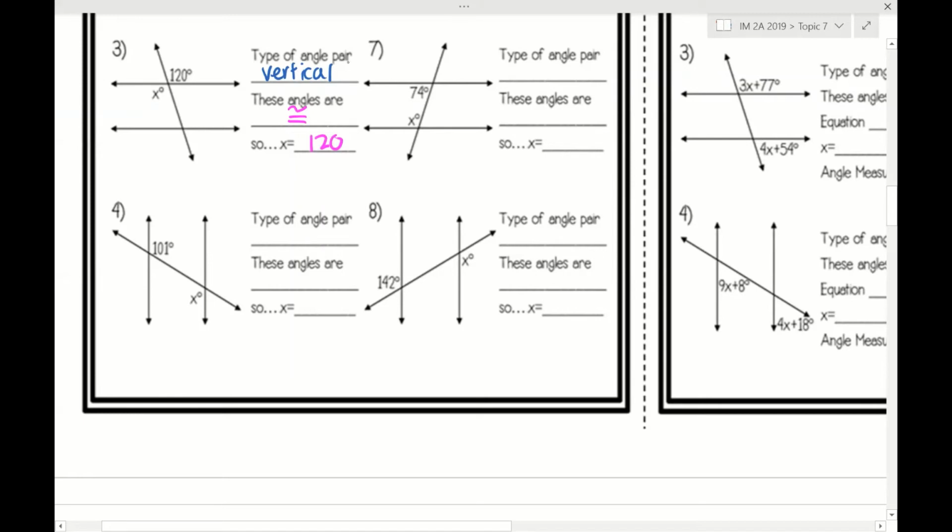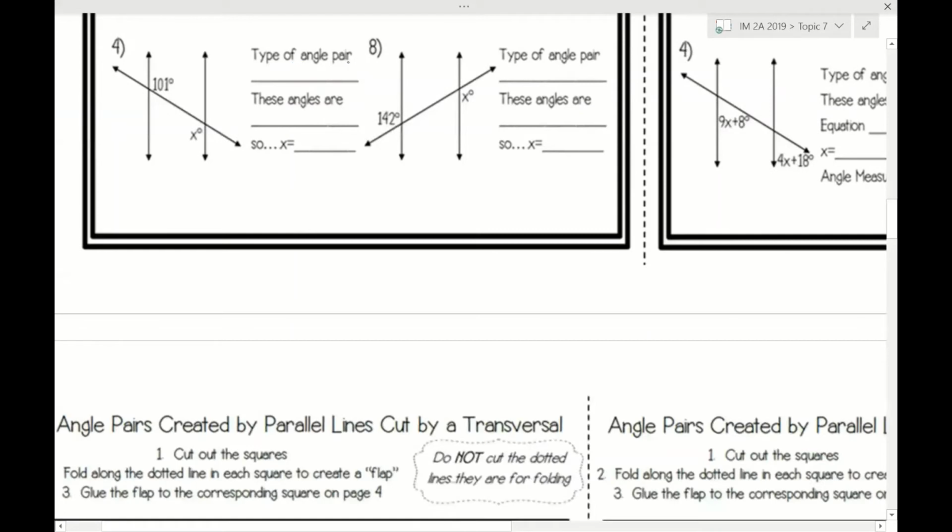So the bottom left, our last question on this side, we have this diagram with 101. Notice that 101 is an interior angle. It's inside the two parallel lines, as is x. So these are interior. If we compare to where it is on the transversal, they're on opposite sides of the transversal. So these are alternate interior angles.